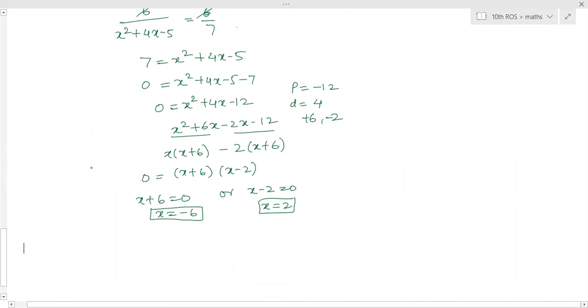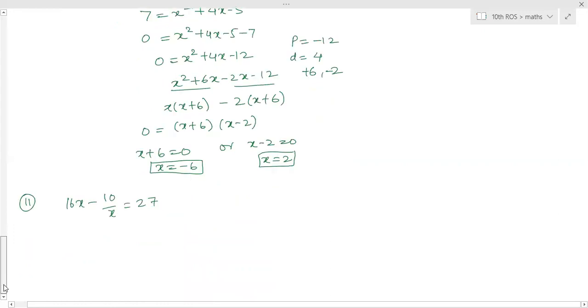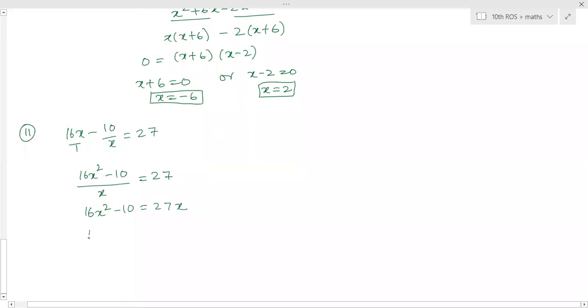Next question, 11th. Convert into ax square plus bx plus c form. Take LCM, LCM is x. So it is 16x square minus 10 is equal to 27x. 16x square minus 27x minus 10 is equal to 0. And then factorize, middle term splitting. Try.